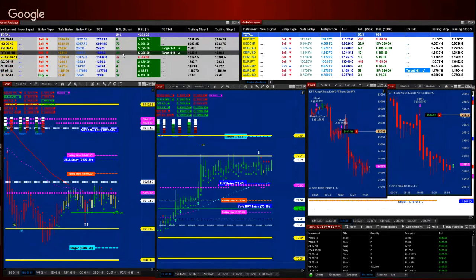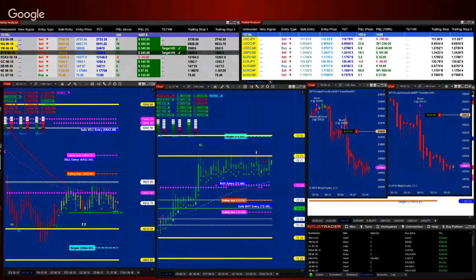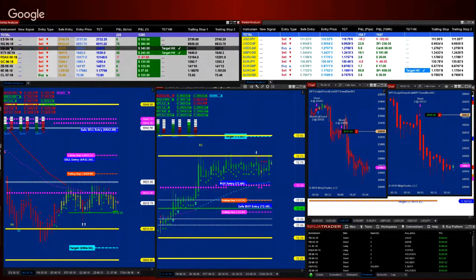The Russell has... forget the Russell. I don't want to confuse anyone. Let's stay with ES, Nasdaq, and Dow Jones. Those three have 6, 7, 800, almost $900, based on one contract. This is not bad at all.